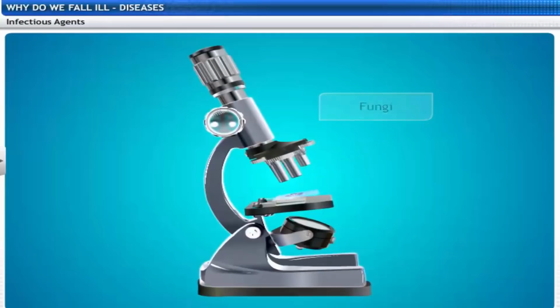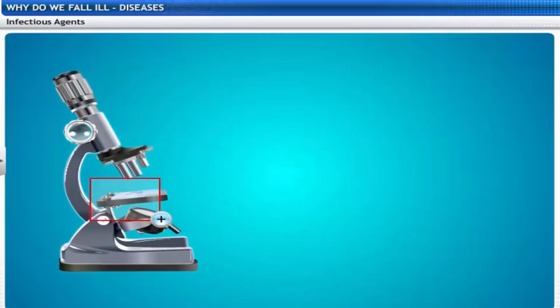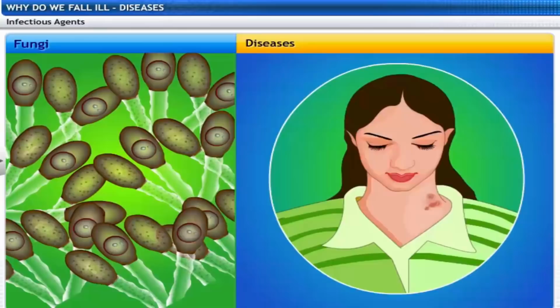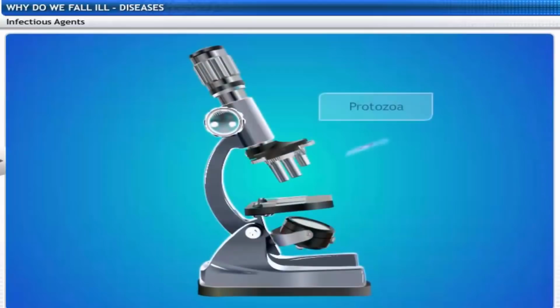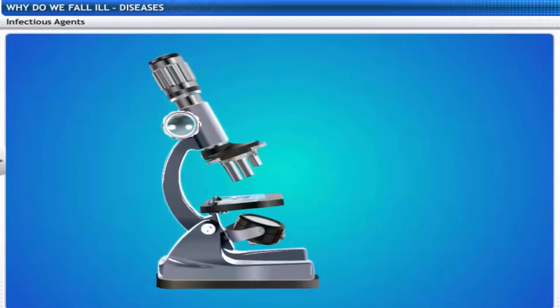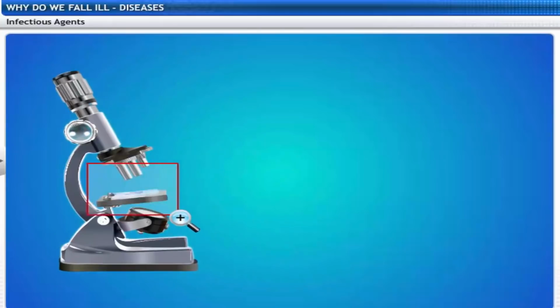Fungi are microscopic and multicellular organisms. Skin infections are commonly caused by fungi. Protozoa are parasitic organisms that can be seen only under the microscope.